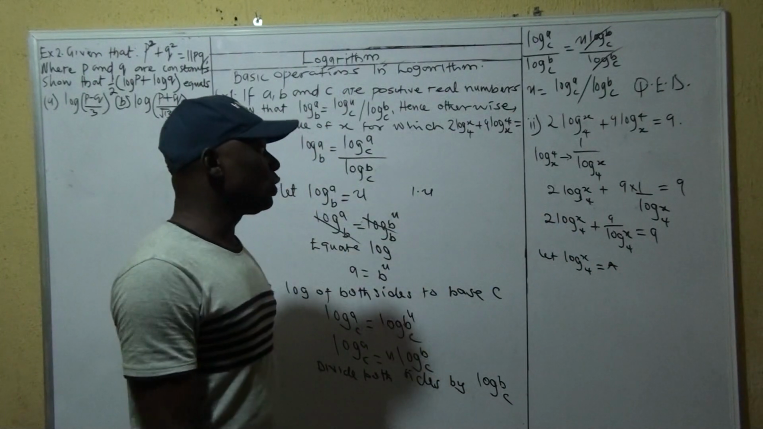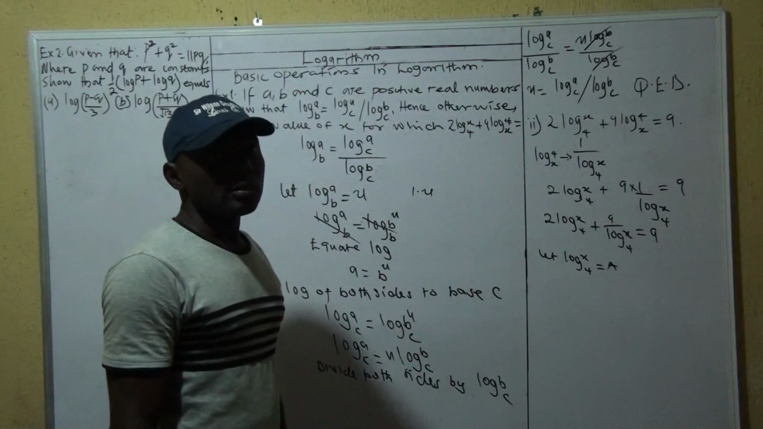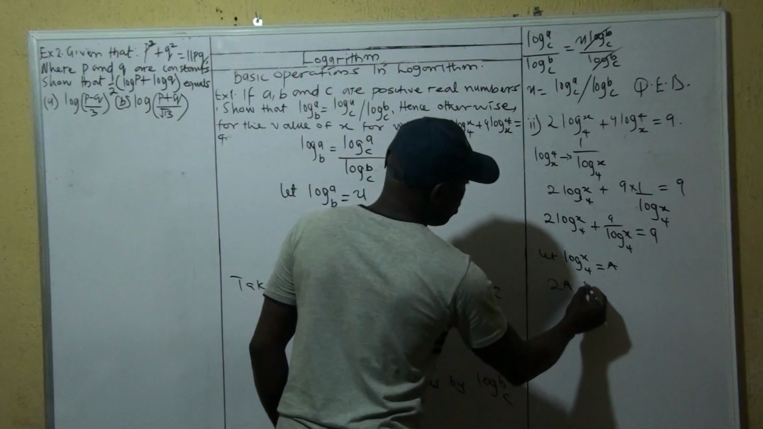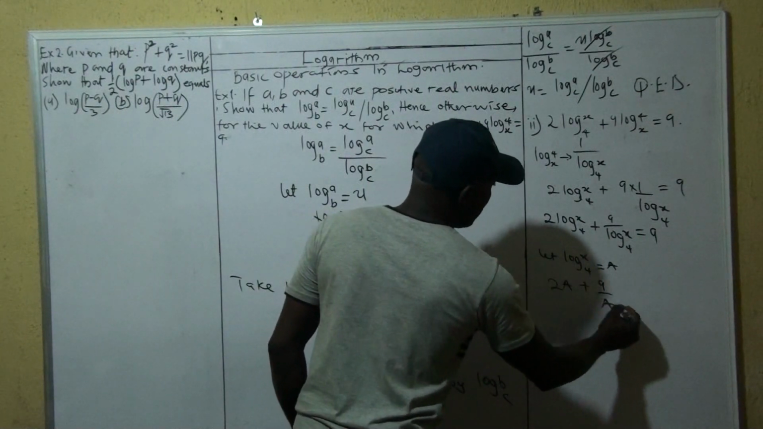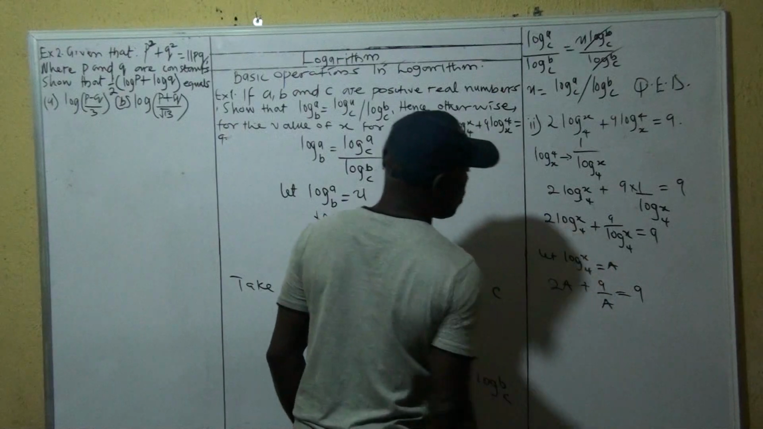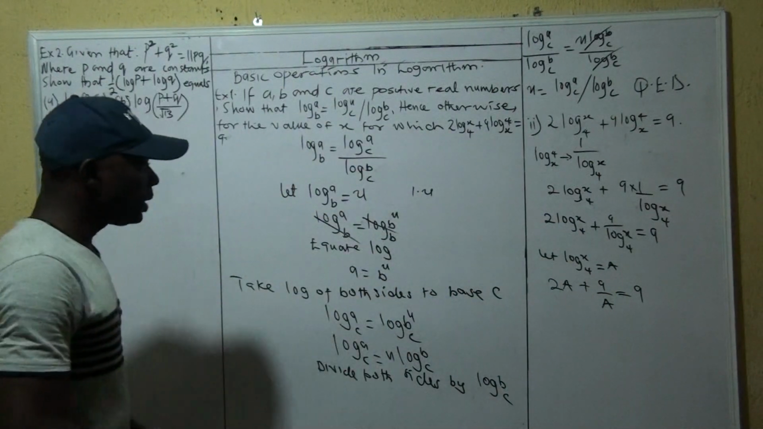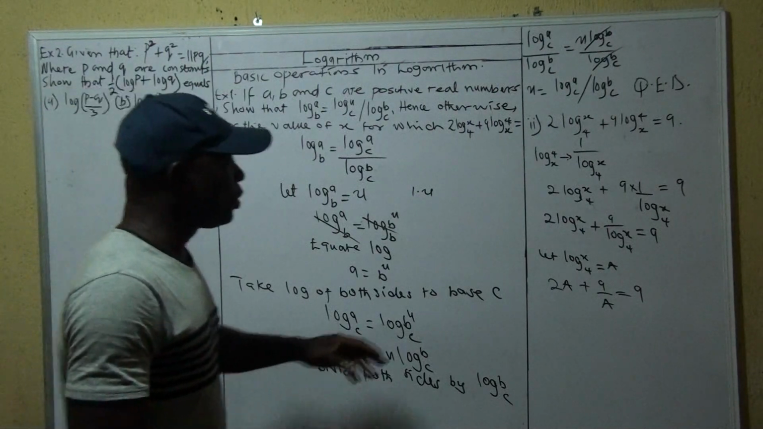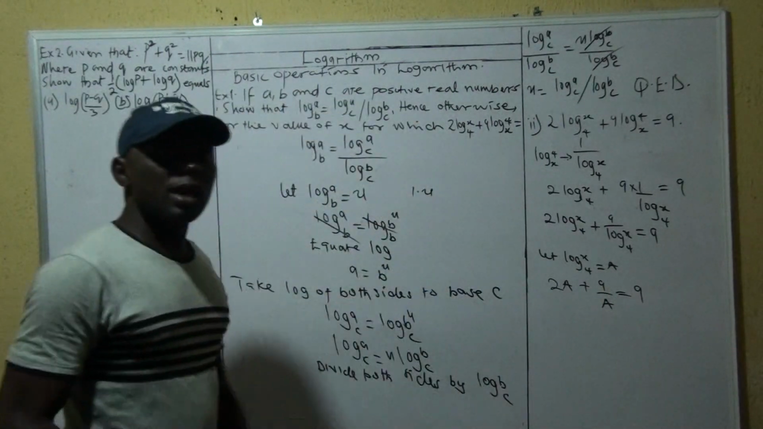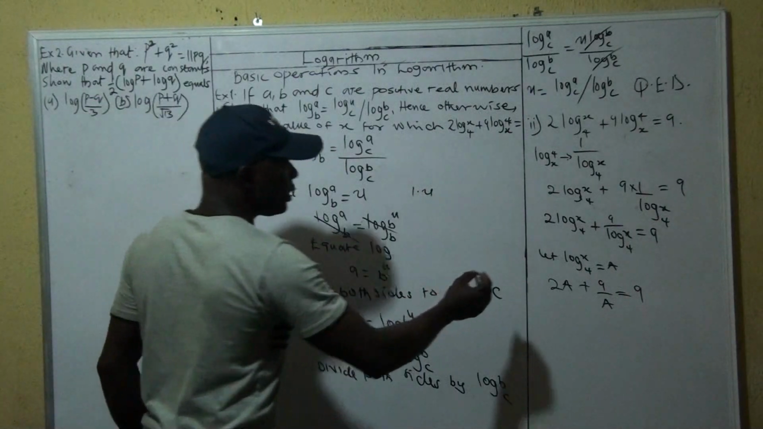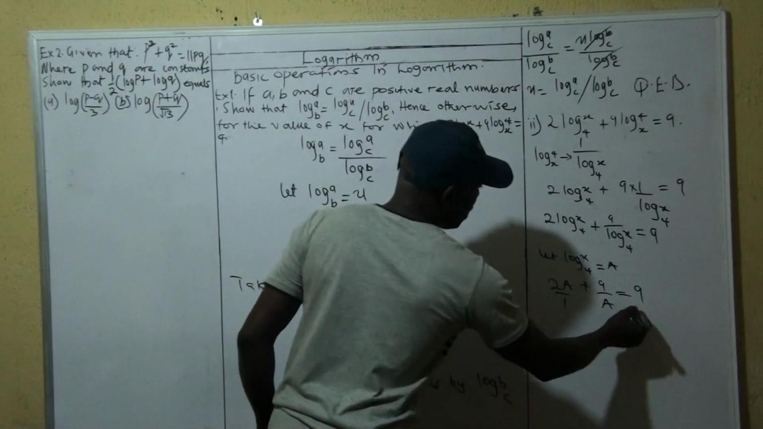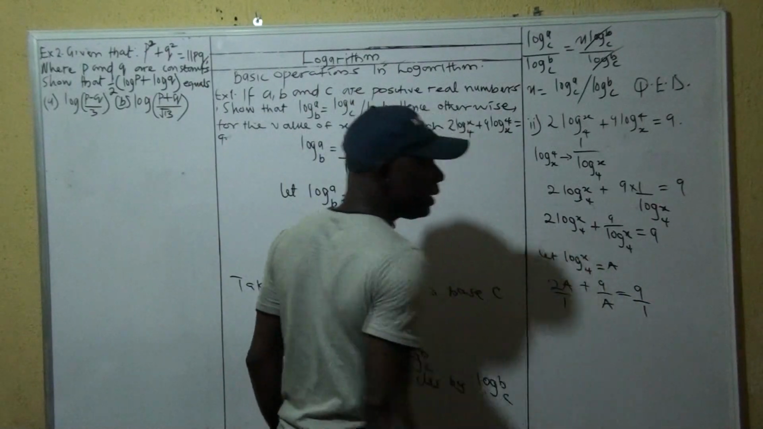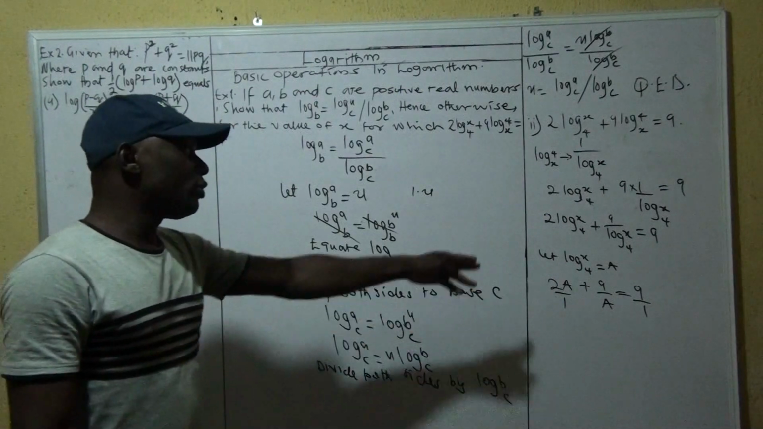So that is transform, the only way you can operate here. Okay. So here we have 2a plus 9 over a is equal to 9. Now what we need to do is clear the fraction. Because here this is over 1 and here is over 1, so the LCM of the denominators is a, so we'll multiply through by what?